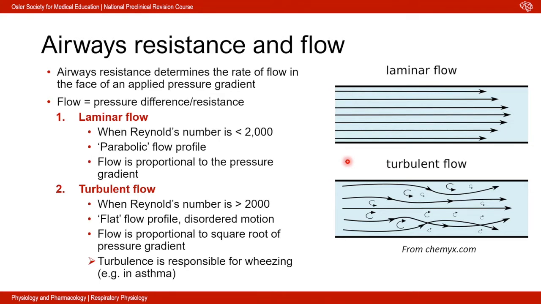Turbulent flow is when this number is greater than 2000. And it has a flatter flow profile and a more disordered motion, as shown by these little arrows. And it means that the flow will be proportional to the square root of the pressure gradient. And this turbulence is actually what causes this kind of wheeze that you might hear in some patients' lungs when you get onto the wards. It's responsible for the wheeze that you can hear without a stethoscope in people with asthma.